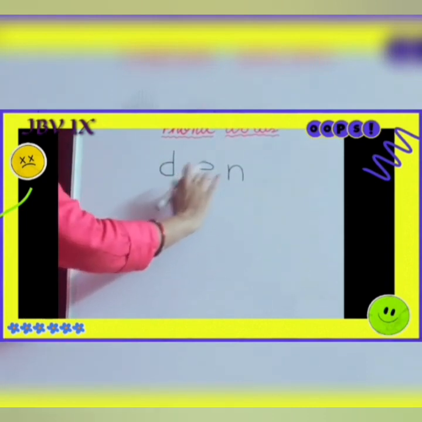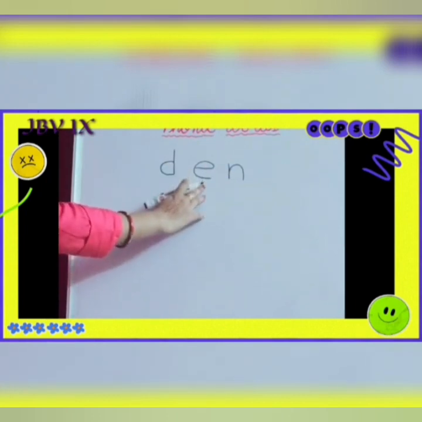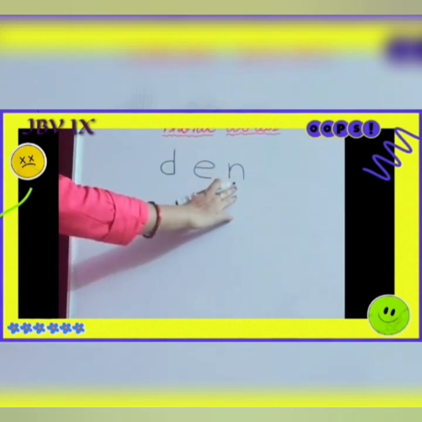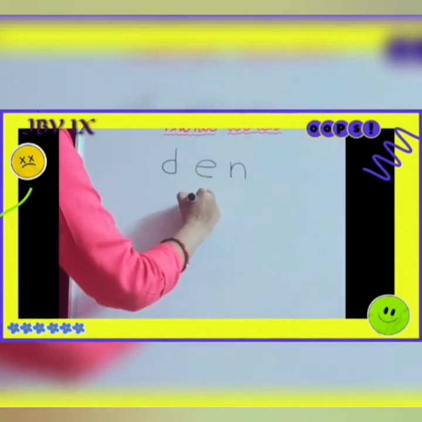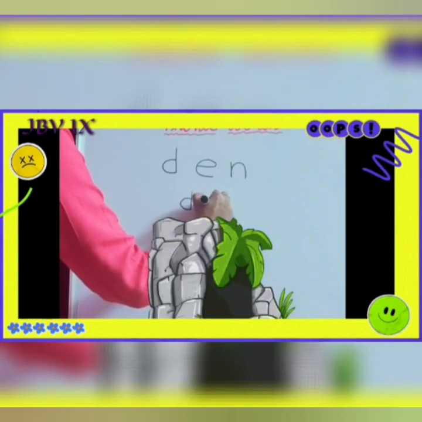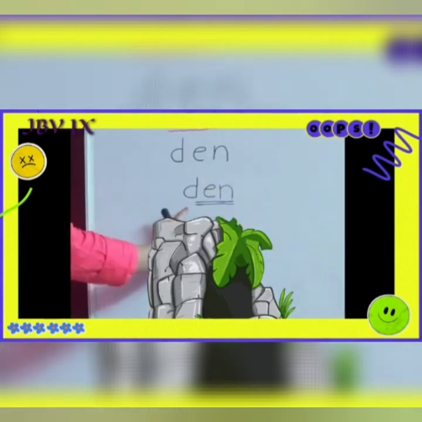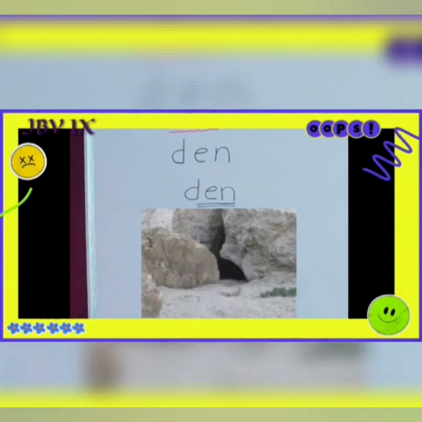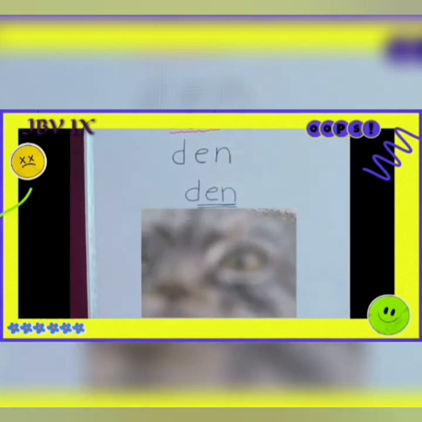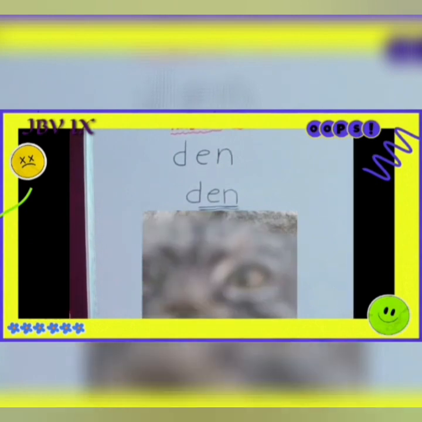D, E, N. D sounds D. E sounds E. N sounds N. D, E, N. Den. D, E, N. Den. What is den, children? Den is a home of particular type of wild animals like bear, tiger, lion, etc.